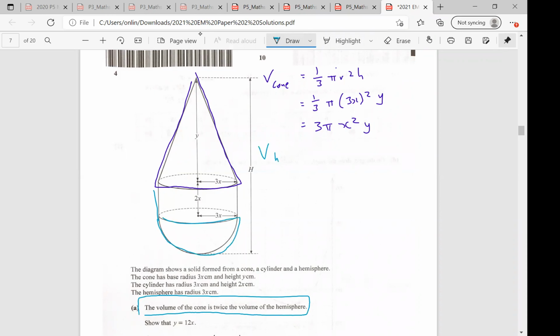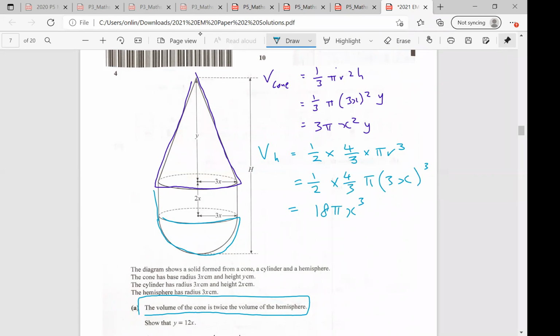So for the volume of the hemisphere, I will have to take half because it's half a sphere, multiplied by 4/3 pi r cube. So we have half times 4/3, and then we have pi, and then r cube. R in this case is equal to 3x. If I press my calculator here, I should get 18 pi x cube. So basically this is what I have for my volume of the hemisphere.